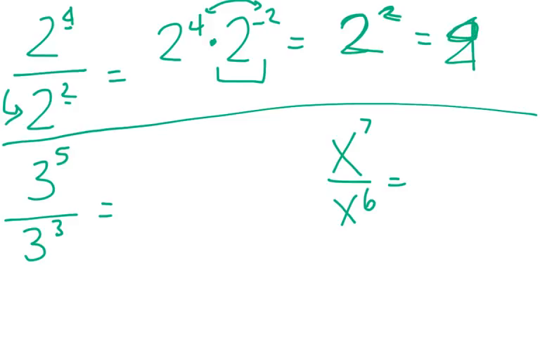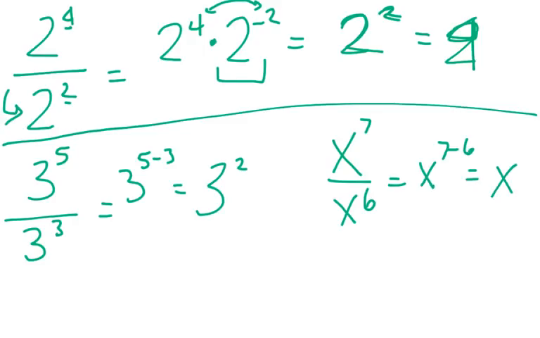Let's look at a couple of other examples. 3 to the 5th over 3 cubed is the same as 3 to the 5 minus 3, which equals 3 squared. x to the 7th over x to the 6th is the same as x to the 7 minus 6, which equals just x to the 1, or x. Again, notice this is only if the bases of my exponents are the same.